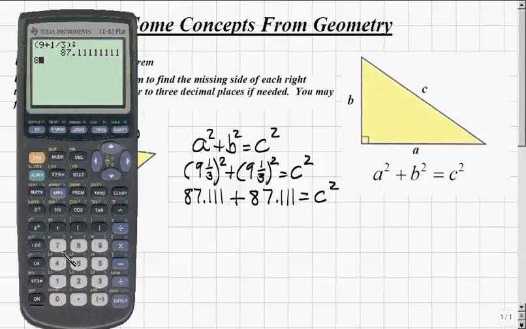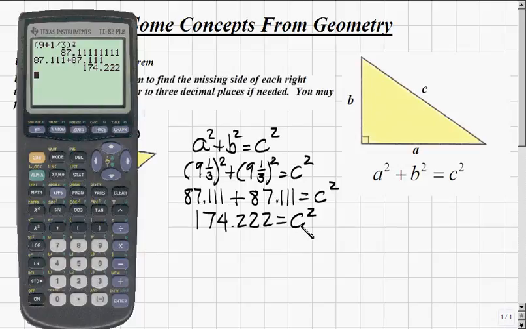Next, let's add these two 87.111s together. So 87.111 plus 87.111 becomes 174.222. That's equal to c squared.